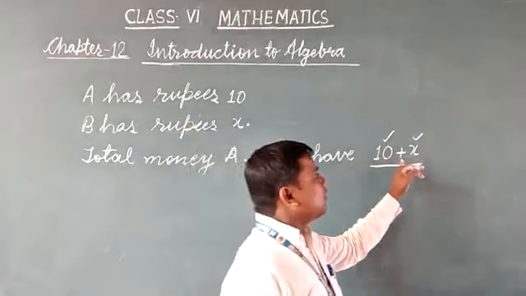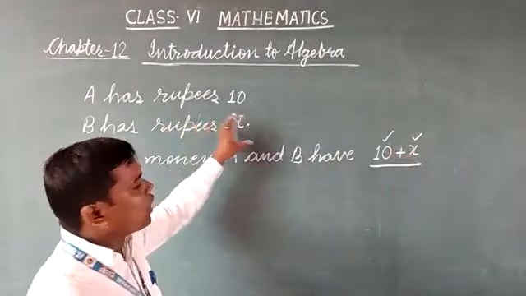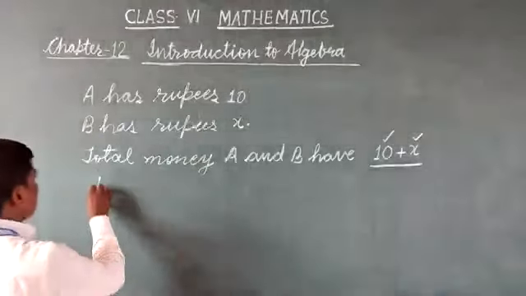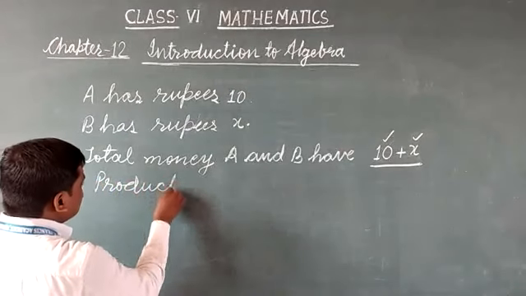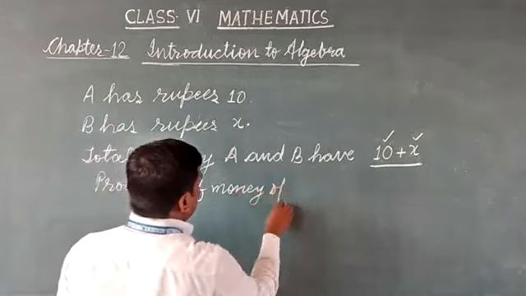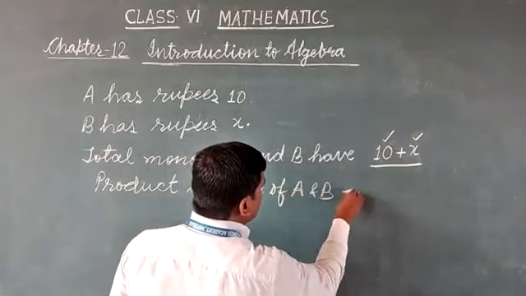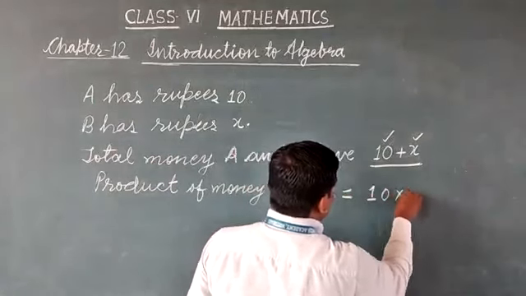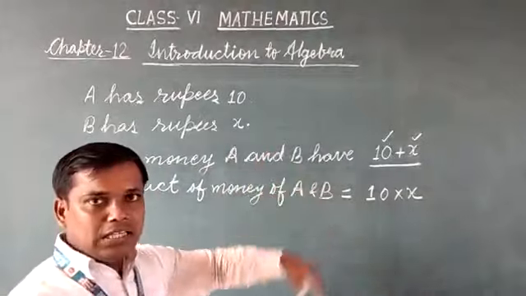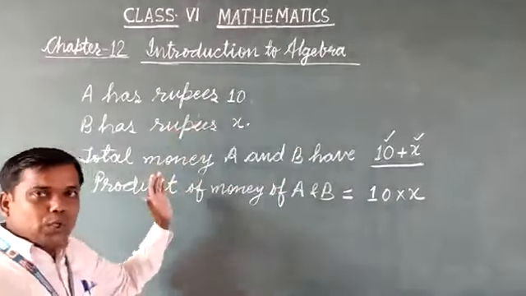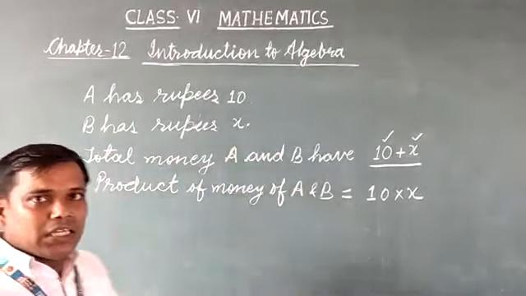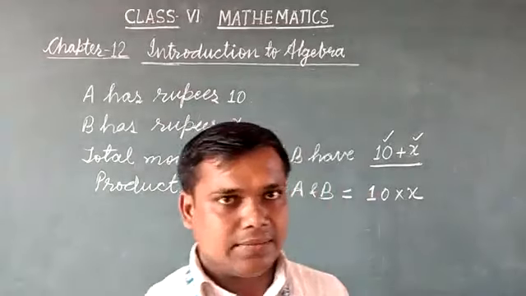We can use any of the operations. If it is given to find the product of the money of A and B, at that time we write product of money of A and B is equal to 10 multiplied by X. Find the difference of money, we can also write difference. Or divide the money of B by the money of A, we can also write. These are the operations with numbers and variables or literals.